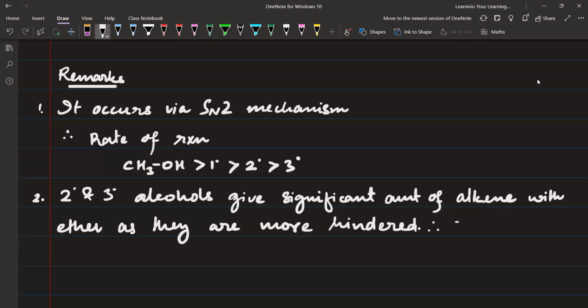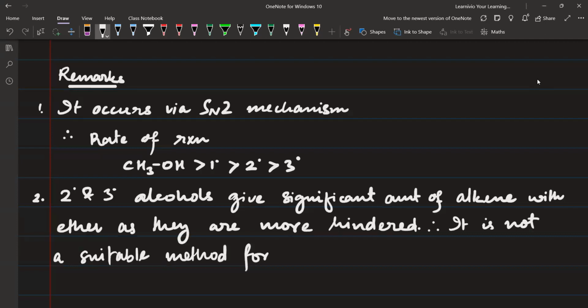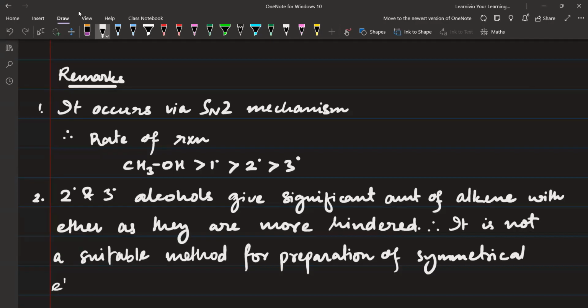Okay, therefore, it is not a suitable method for preparation of symmetrical ethers using 2 degree or 3 degree alcohols.